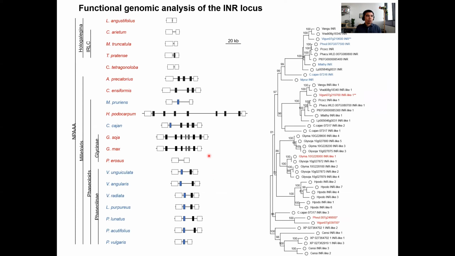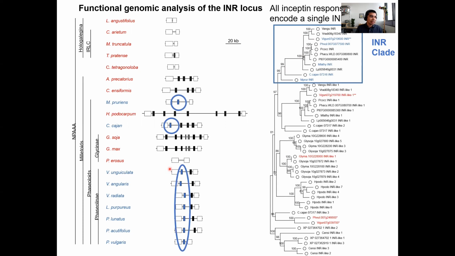What we can do with all these RLP genes is extract them all out and make a gene tree phylogeny to look for functional patterns. Specifically, we're comparing all these homologs to the functionally characterized cowpea homolog up here that we first described in 2020. What we can see is that there's a single clade of receptors that seems to cluster around this functional copy, circled in blue here. We call this the INR clade, and this clade includes a single gene from every Inceptin-responsive species that we studied.